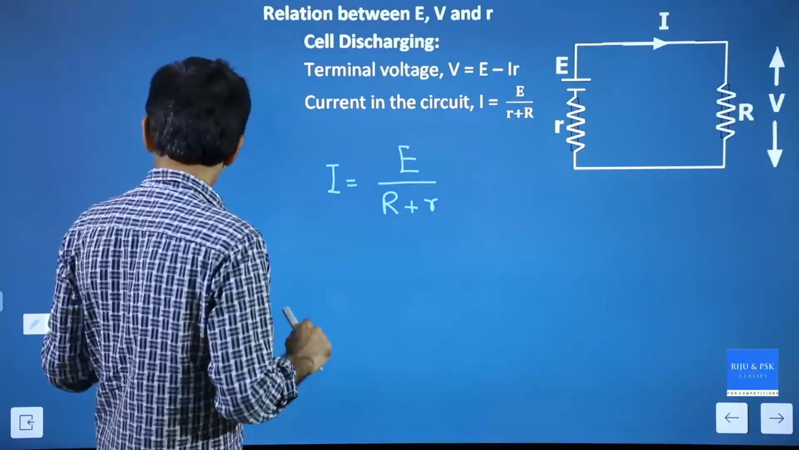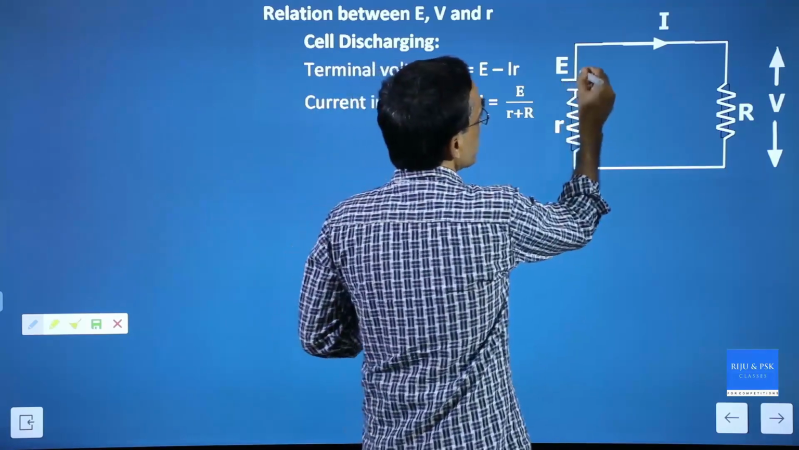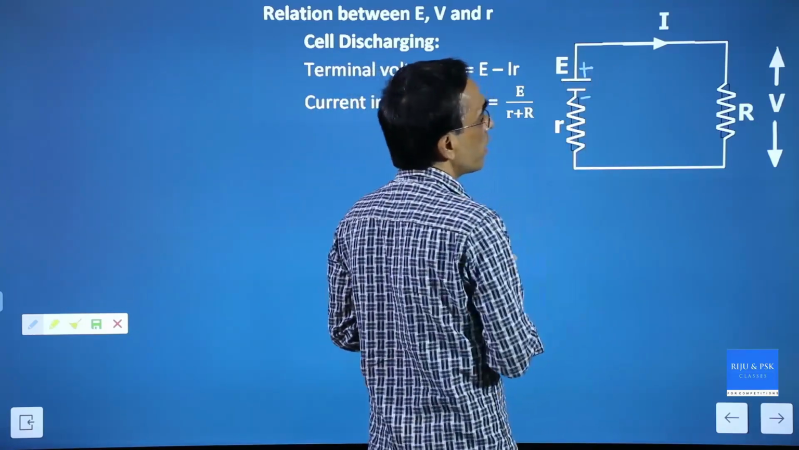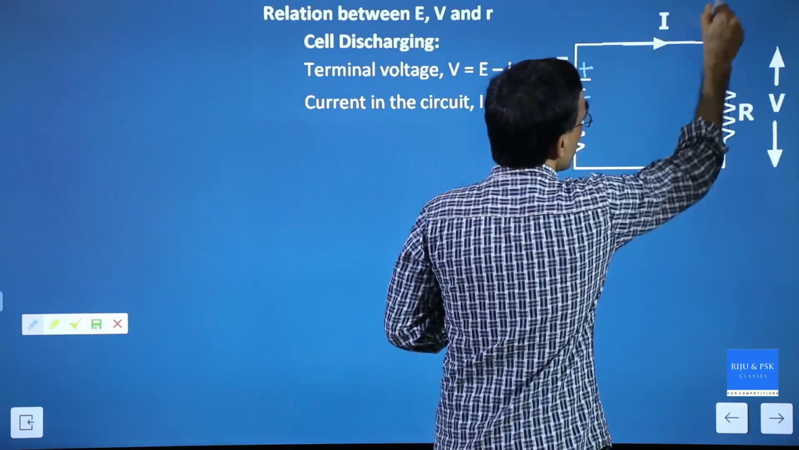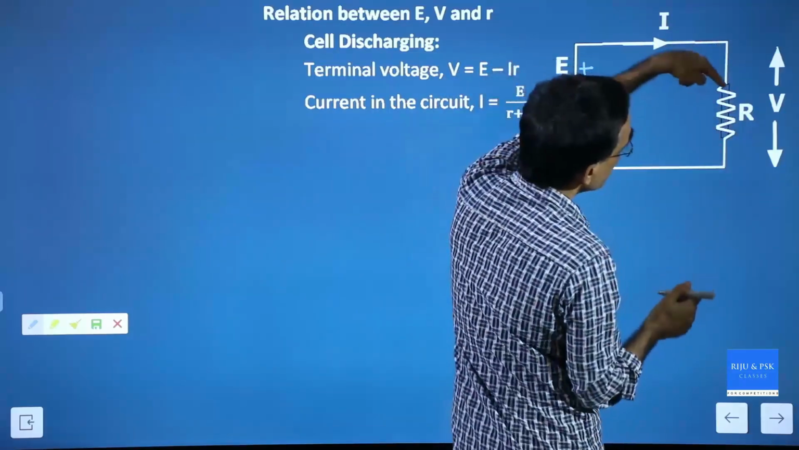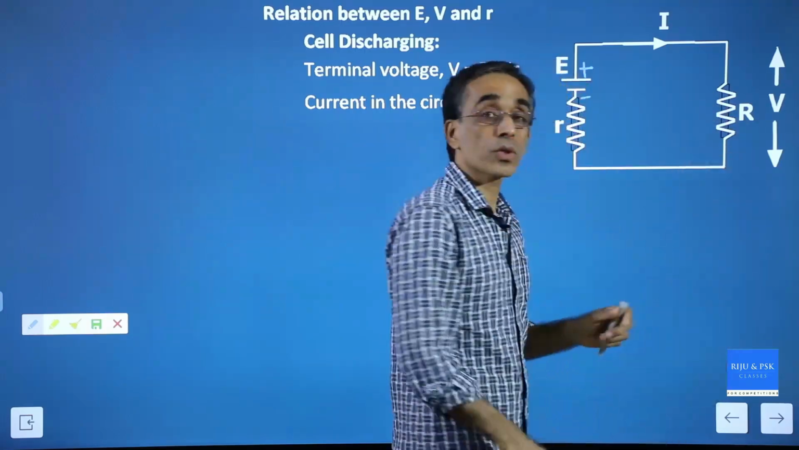Okay, once more, from a different angle. See, this is the positive terminal of the source, the cell, the battery. And here current flows from where? From this side to this side. So you know current always flows from higher potential to lower potential.